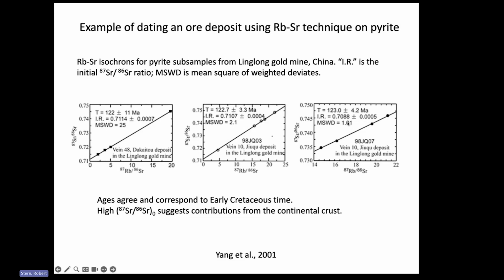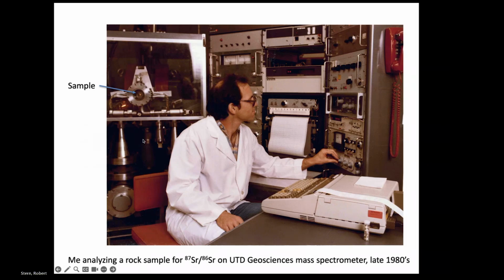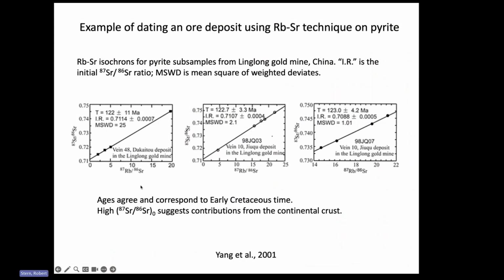So this all makes sense because these bodies are all associated with early Cretaceous igneous rocks, probably in northeast China. I'm not sure where exactly it is. And in addition, you get information from the initial ratio that suggests the involvement of continental crust is in there, and that is also useful. We'll talk more about that later. But you can see how you can get ages on ore deposits using these techniques.